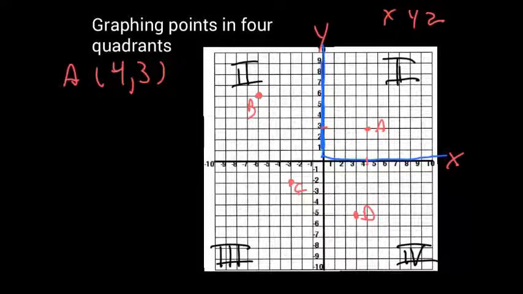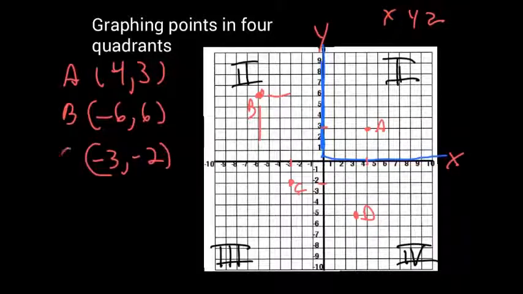Alright, if we look at B, B is at -6, +6. C is at -3, -2. And then D is at +3, -5.